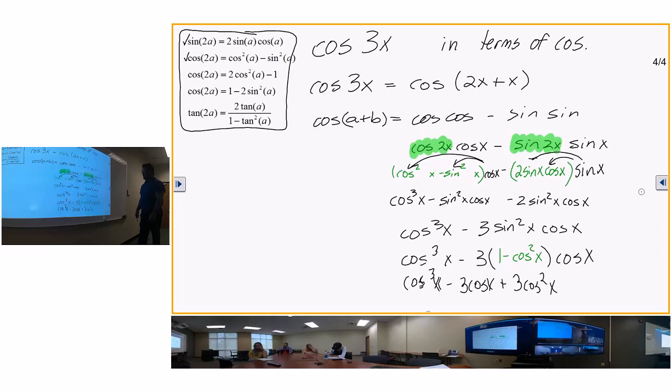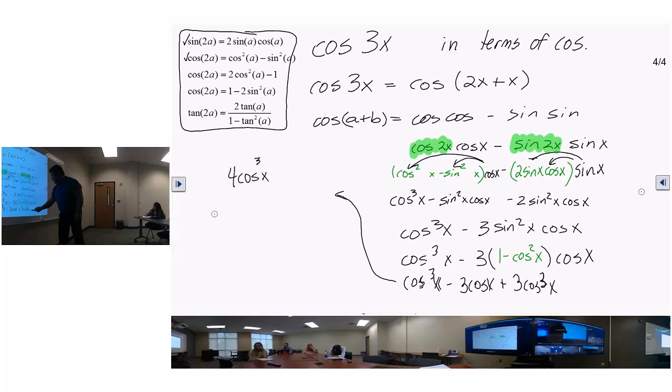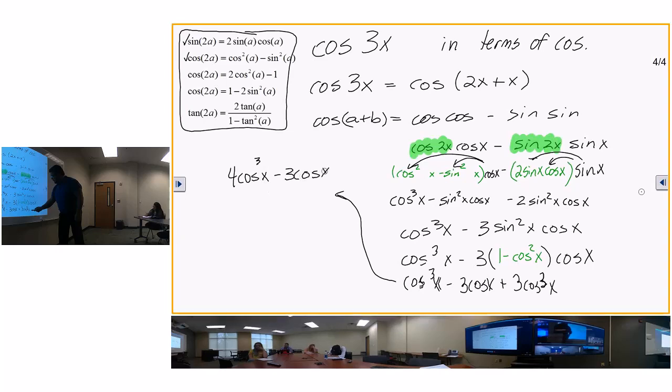All right. So we've got cosine cubed x. This is cosine cubed x right here. And what is 1 cosine cubed x plus 3 cosine cubed x? 4 cosine cubed x. And 4 cosine cubed x minus 3 cosine x. Now, you could factor out a cosine, but that is in simplified terms. Now what you need to do is look over what we just did.